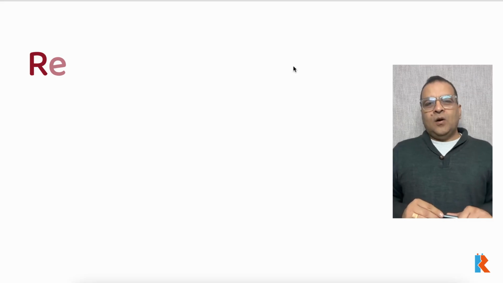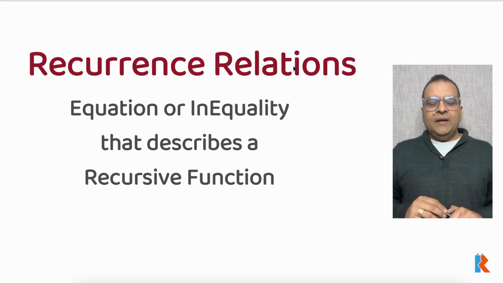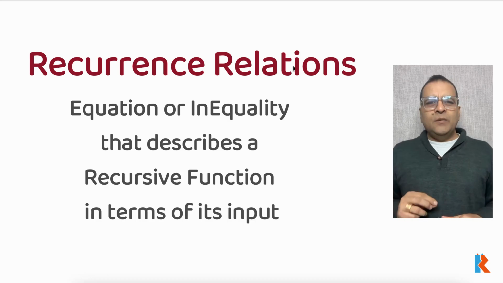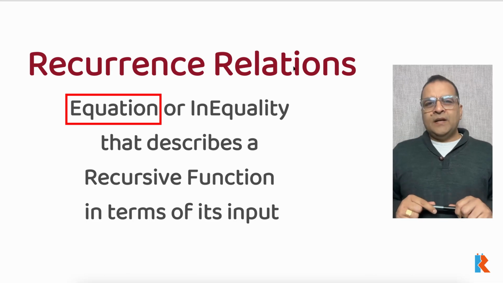A recurrence or a recurrence relationship is an equation or inequality that describes a recursive function in terms of its input. This equation or inequality in most cases represents the time or space complexity of the function. Let us take the example of the recursive factorial function that we saw in the previous lesson.